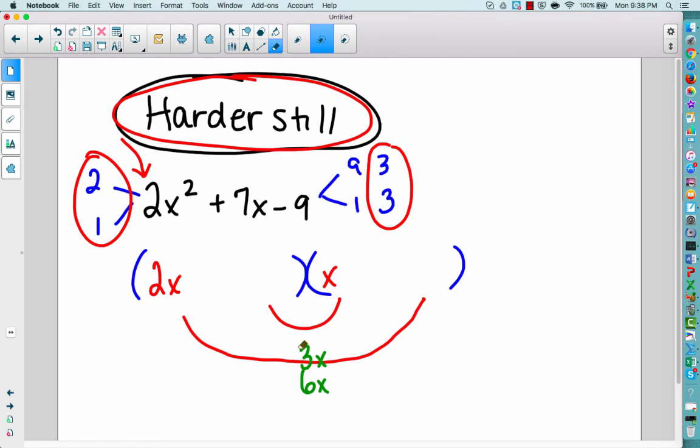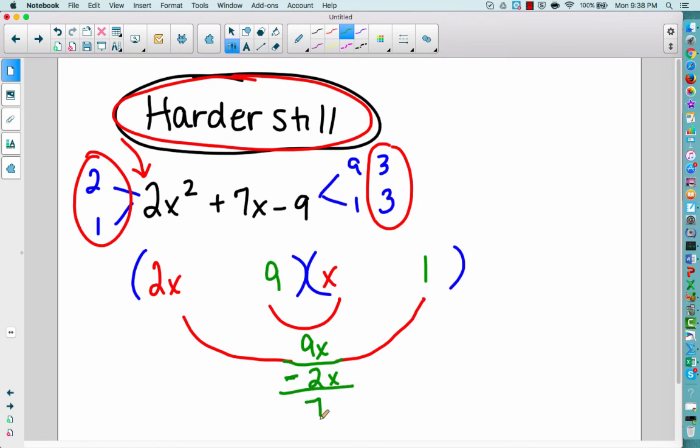So I'm going to erase. I'm going to try the 9 and the 1. So I'm going to put 9 here and 1 here. I'm going to get a 9x and a 2x. Oh, I can get those to add to a 7x. If the 2 is negative, then they will give me a 7x. So the 2's negative would be here, the 9 positive would be here, and I have factored it.